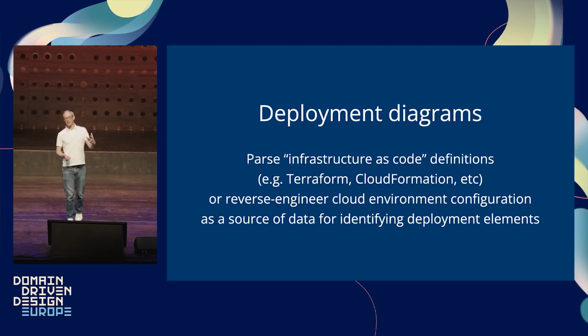And deployment diagrams, same thing. I don't have any tooling to do this myself, but you could parse Terraform and CloudFormation descriptions to reverse engineer yourself a deployment diagram. You could pull down your AWS config and do the same thing. So you have a number of options here to keep your diagrams up to date, to prevent that model drift, but you need to put some effort into doing this, and that's where the hard part of this sits, of course.